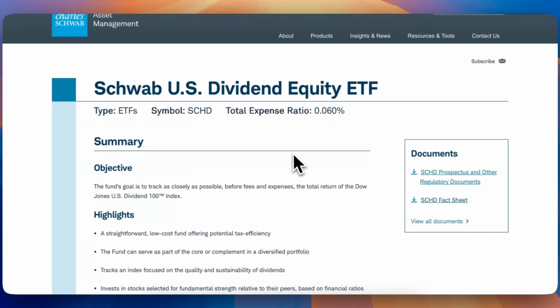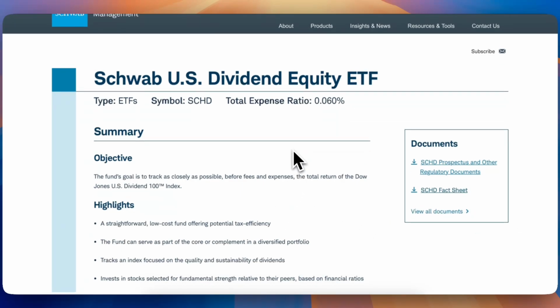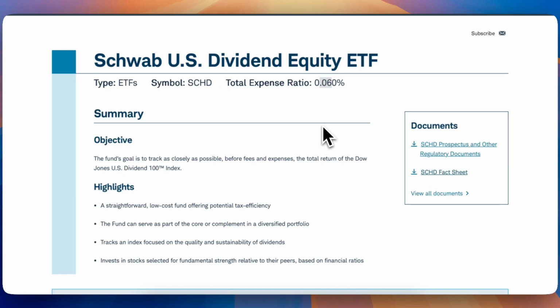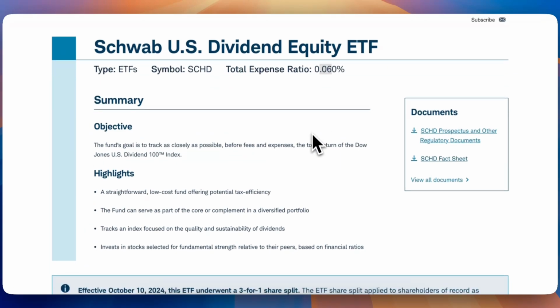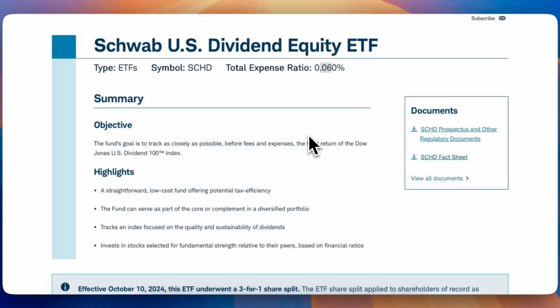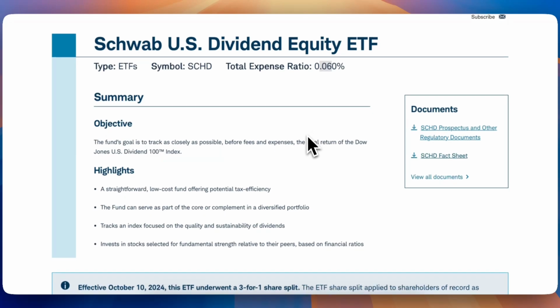So SCHD is going to be the US Schwab Dividend Equity ETF that we all know and love, boasting a low expense ratio of only 0.06% because this isn't a actively managed fund. It's going to track large cap US companies with strong dividend history. Think Pepsi, Coca-Cola, Verizon, and Home Depot. And you're always going to have a dividend yield somewhere between 3.5 to 4%. So it's going to be a fairly low dividend rate compared to MSTY.